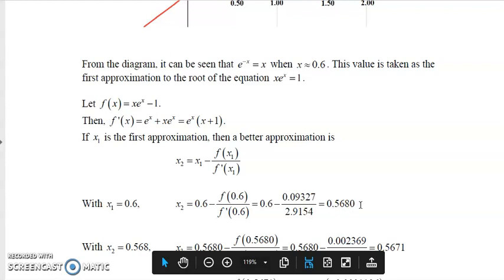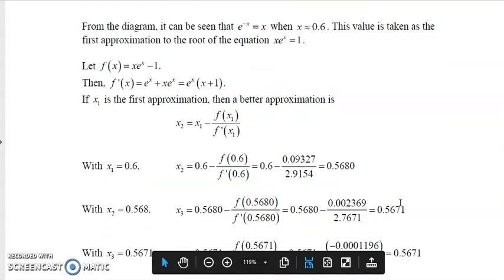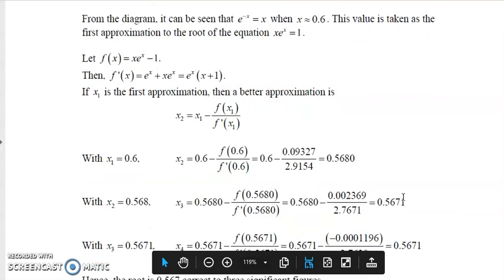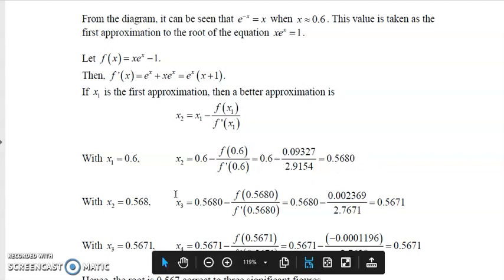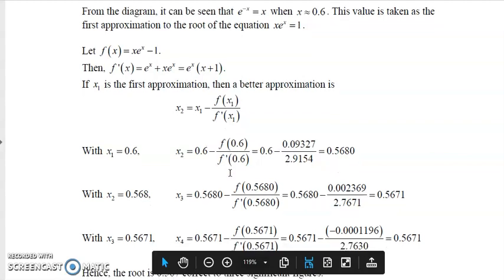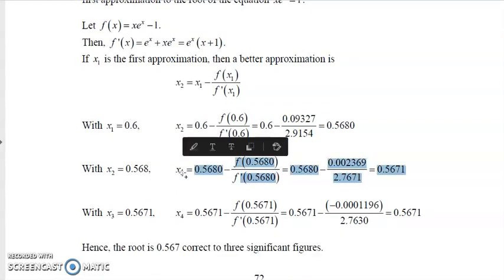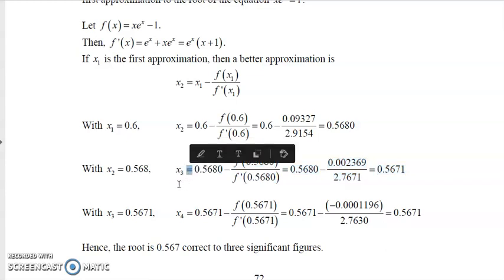Substitute the value 0.6 here minus the value that we'll be having here. We'll be having 0.5680. Since the question asks for 3 significant figures, it is advisable to have 4 decimal places, because we are going to round up. Then move forward, you need to find the next value, x3. Now for x3, we substitute the value of x2, which is 0.5680, minus the first derivative, substituting the value of x2 here, and then you'll be having 0.5671.